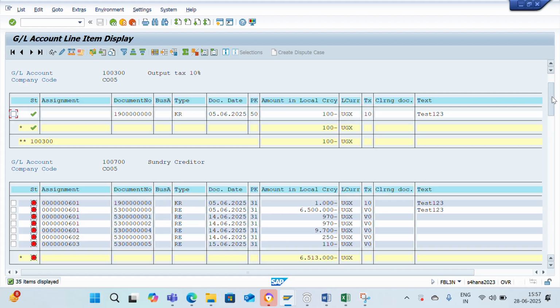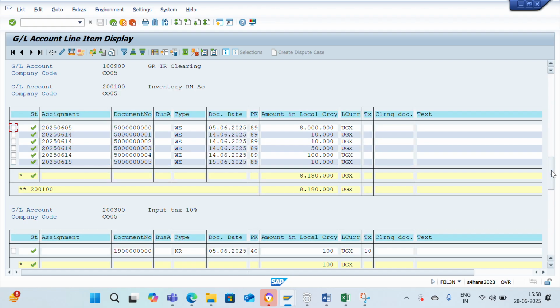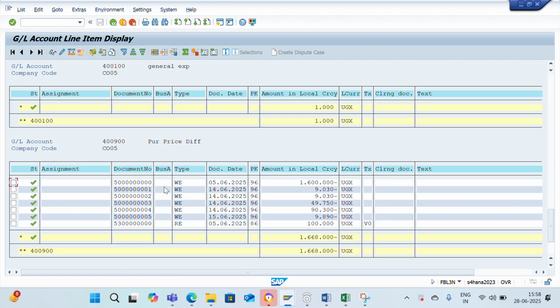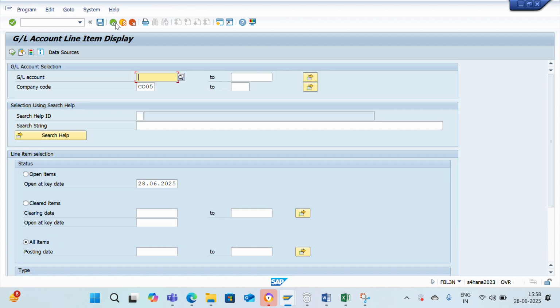So this is what we call the line item report. Similarly, for GRIR clearing 100900, we have these many items posted. For the general expense, we have only one item posted. For the price difference, we have 1, 2, 3, 4, 5, 6, 7 journal entries created. So this is the first line item report, which is the entry view. I'm just introducing the terms entry view and GL view. Don't get confused with this. I will explain this in the upcoming session.